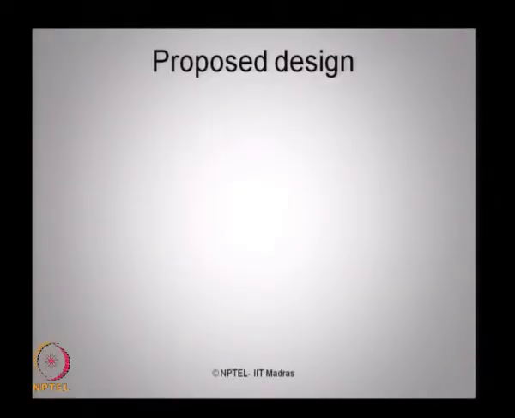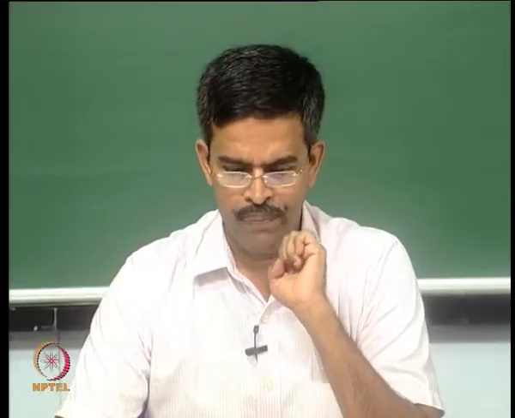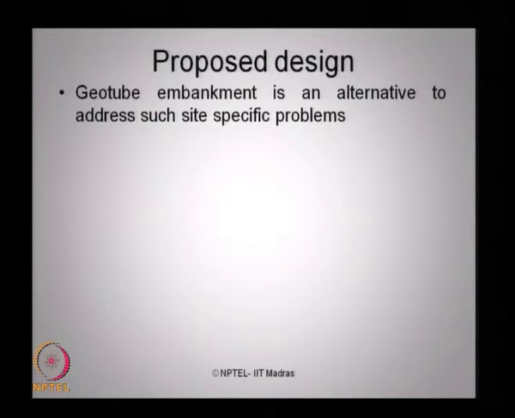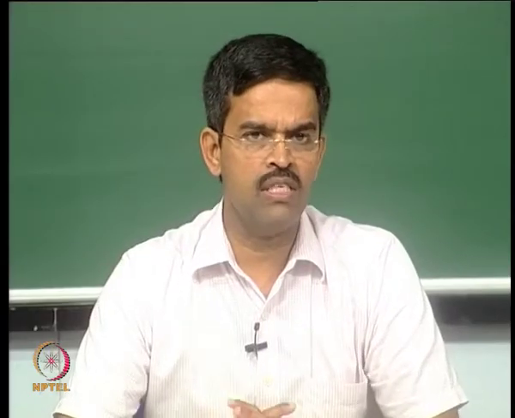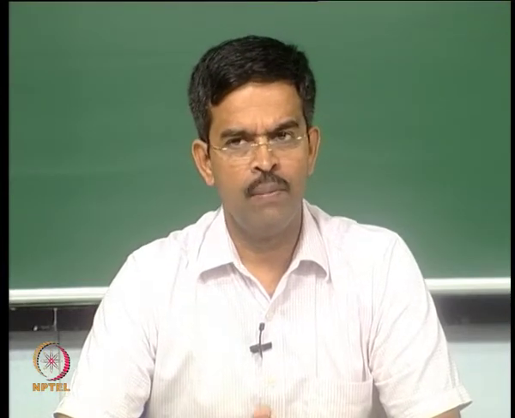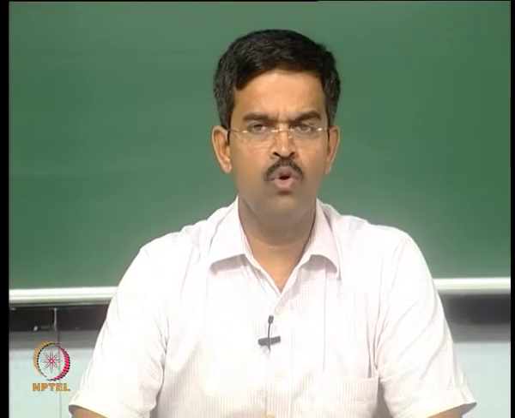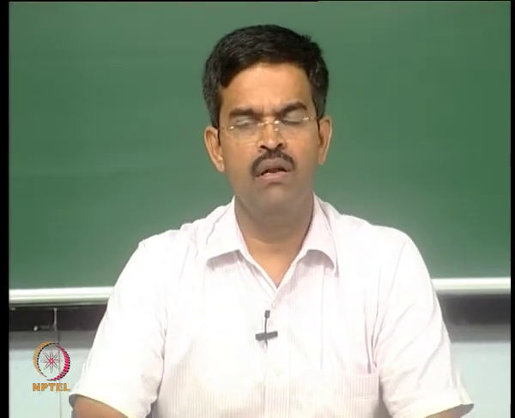Now, let us look at the question: what is the proposed design for catering to the geological conditions we just saw? The proposed design is a geotube embankment. The embankment will be constructed using a geotube, which is an alternative to address such site specific problems. Now, let us see the detailed design, cross section details and construction methodology of the newly proposed innovative embankment for the Odisha coast, which uses geotube as one of the primary core materials.